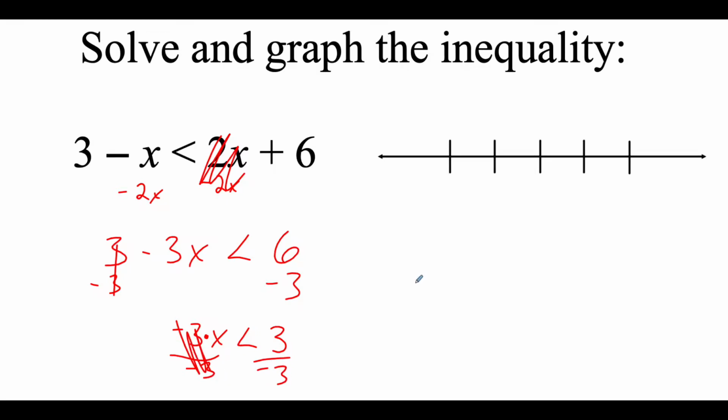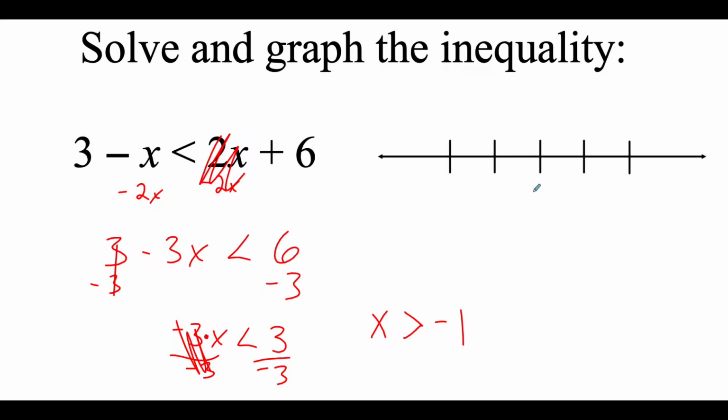Now, we do have to be careful when we do this. We are dividing by a negative number, so we have to remember to flip our inequality symbol around. So this is actually going to say x is greater than... Now when we do that division, 3 divided by negative 3, we get negative 1 as our answer. So we get x is greater than negative 1.